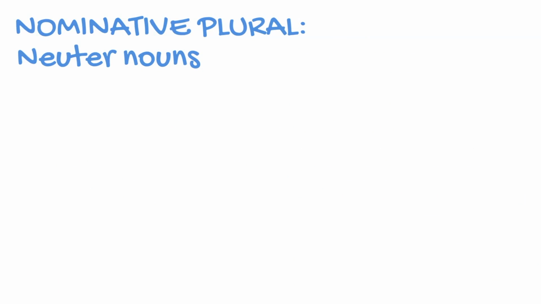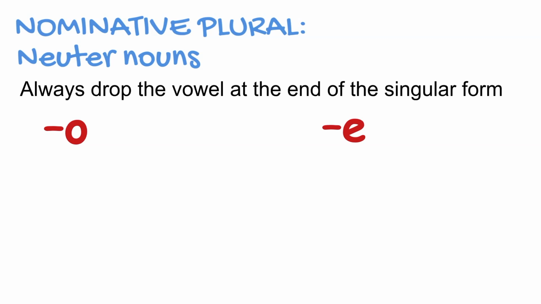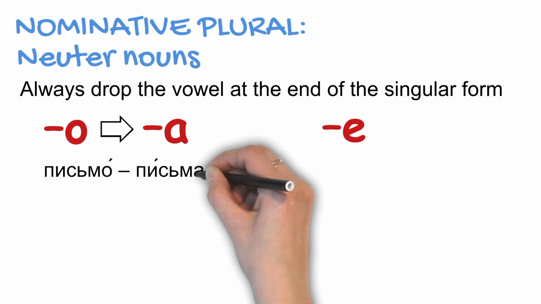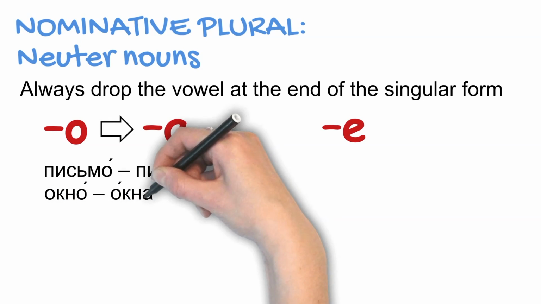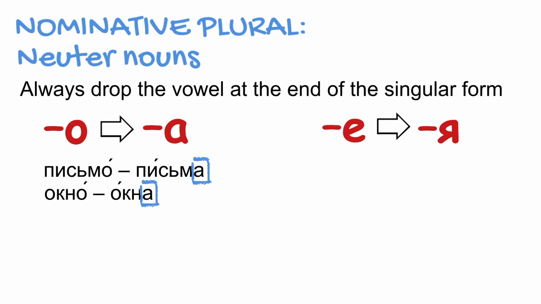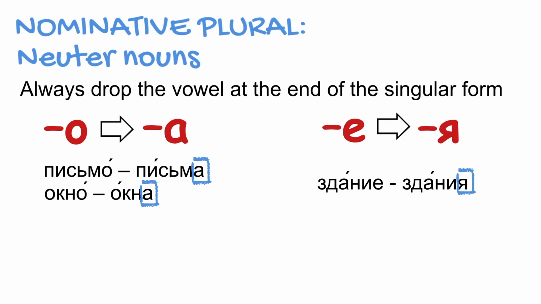Let's now move on to neuter nouns. Before you add the plural ending, remember to drop the final vowel of a neuter noun, о or е. Then, if the neuter noun ends in an о in the singular form, it will have the ending а in the nominative plural. For example, письмо, письма, окно, окна. If the neuter noun ends in ие in the nominative singular, it will take the ending ия in the nominative plural. For example, здание, здания.